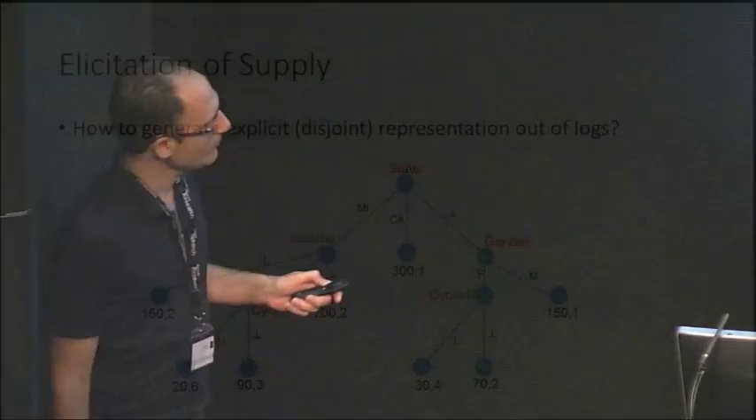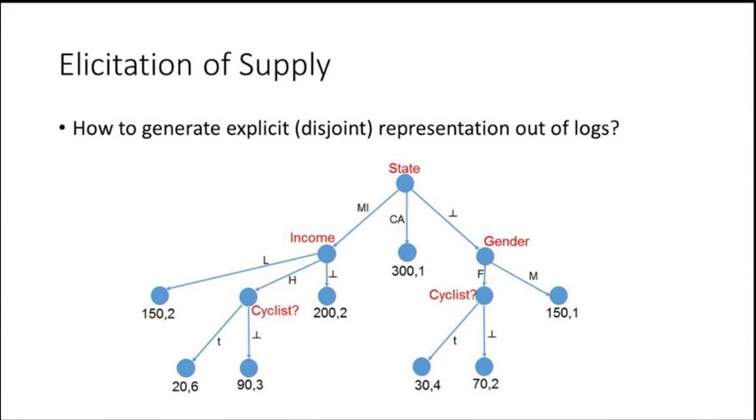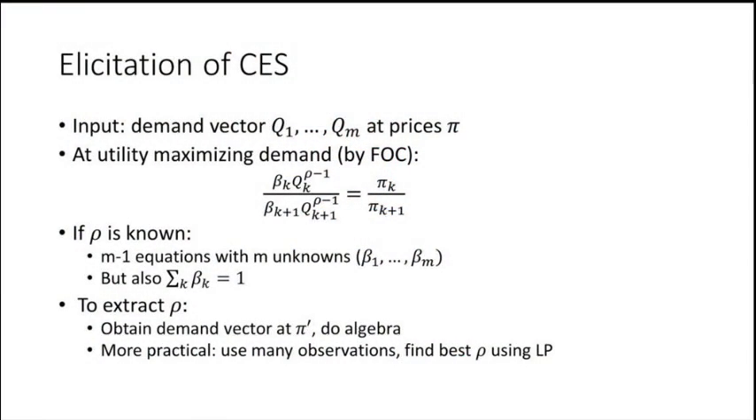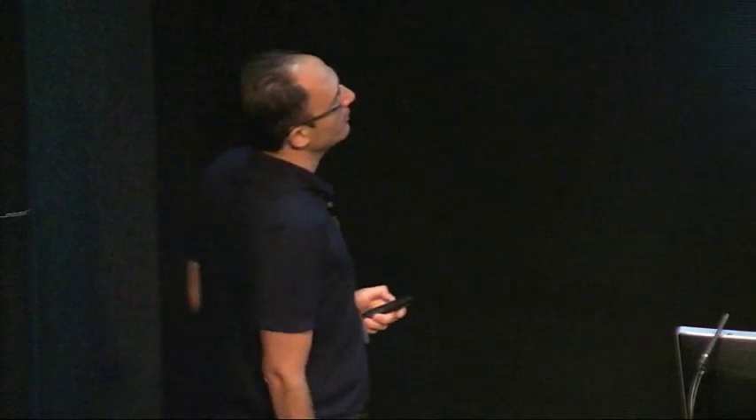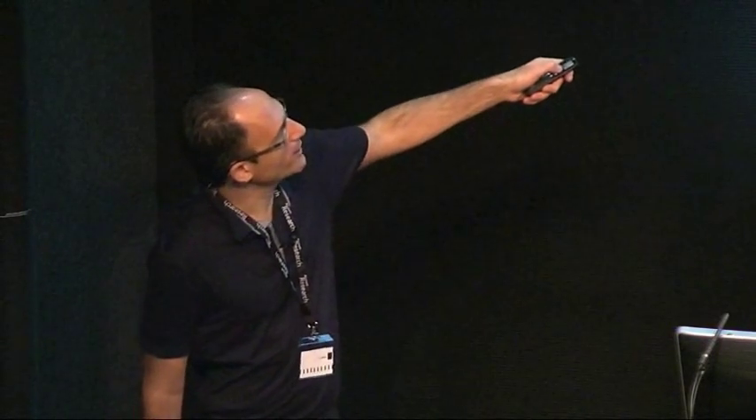What in practice will probably be more useful to do is this: because advertisers will not really use the same utility function with the same elasticity consistently in every purchase, it will probably be better to take many observations and find the best fit for rho using linear programming. So this closes this part on utility. And one more thing: with this structure, it is also polynomial to find the utility maximizing demand vector. This is something that we need to do when we use the demand oracle, because it is just the same.